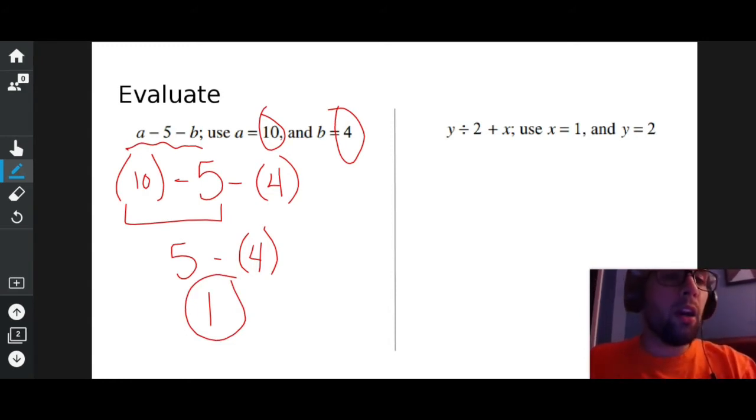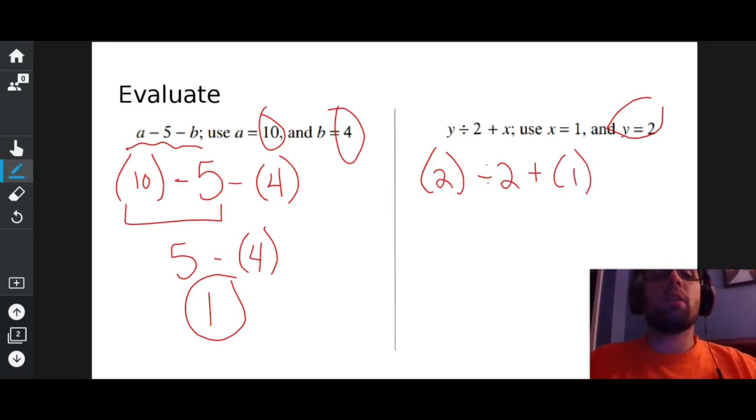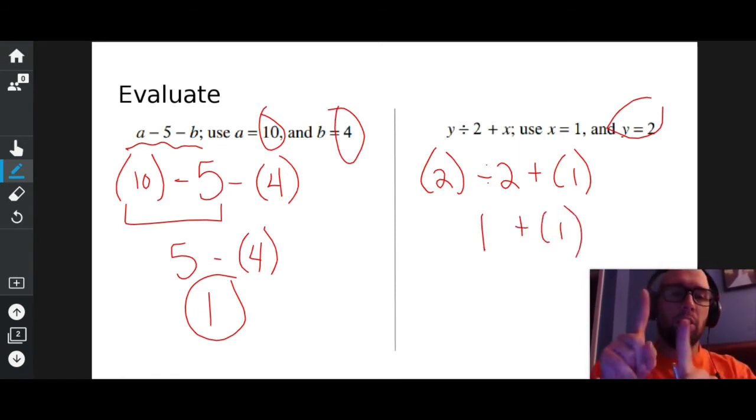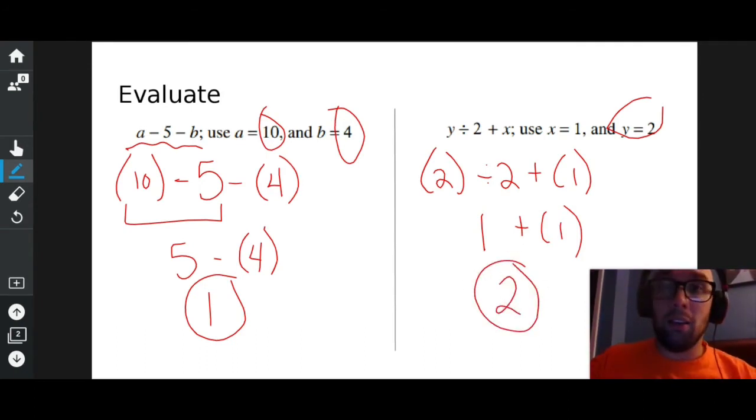Let's do it again. Y is 2. So instead of Y, I'm going to put 2 divided by 2 plus 1. PEMDAS again. Division comes first. 2 divided by 2 is 1. Plus 1. 1 plus 1 is 2. Easy and fun.